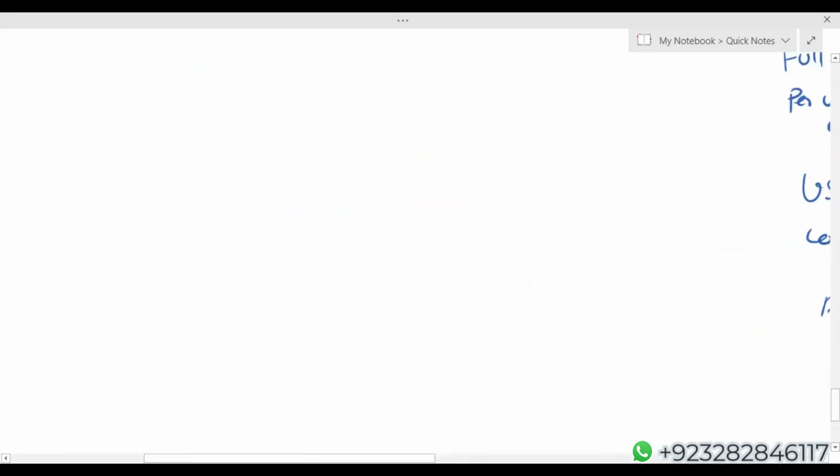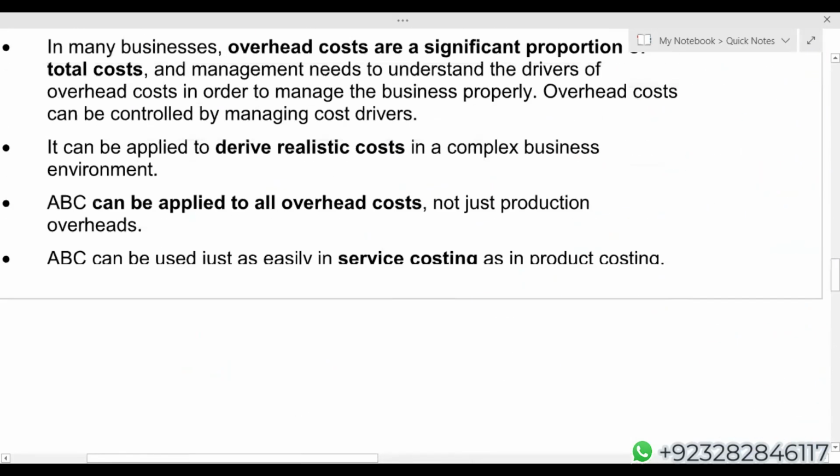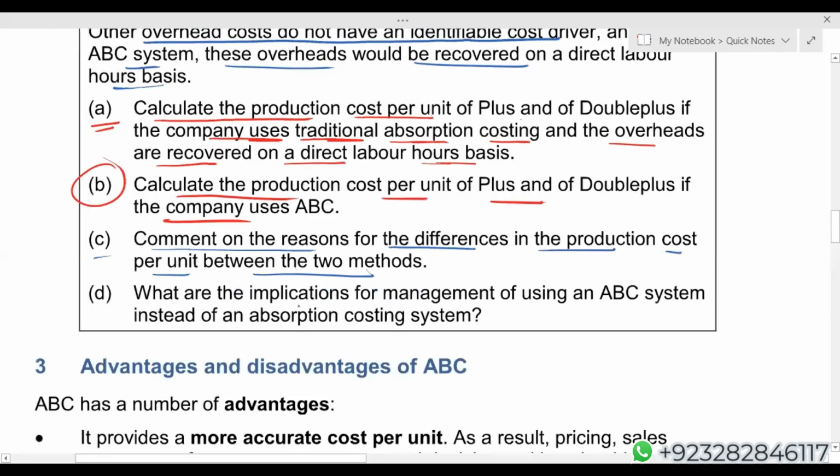Let me discuss one more thing, then I'll explain in more detail. They have also asked about the implications of management using an ABC system instead of absorption. If you have implemented ABC, the pricing of your product will be more accurate. ABC will help you in decision making and performance management, and sales strategy will also change. We have already discussed part D.